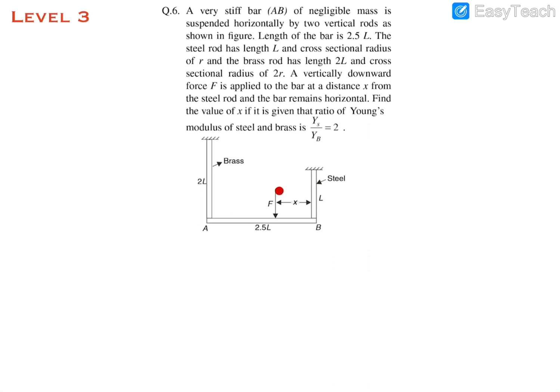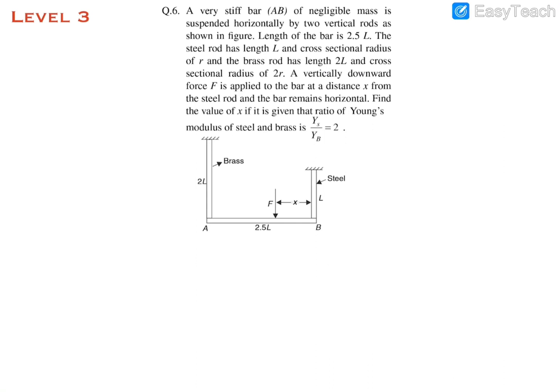There is a force F which is applied in the vertically downward direction on the bar AB from a distance of x from the end B. After applying the force also, this bar AB remains horizontal. So it means that both the brass rod and the steel rod have extended by the same length. It is given that the ratio of Young's moduli of both of them is 2, which means that Y of steel upon Y of brass is 2. So we have to find this x.